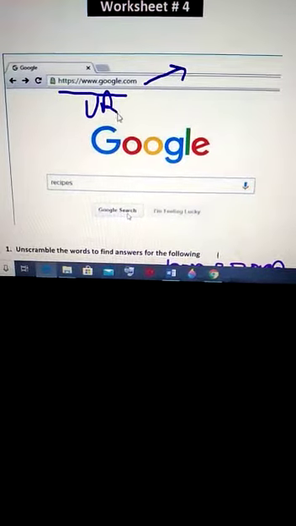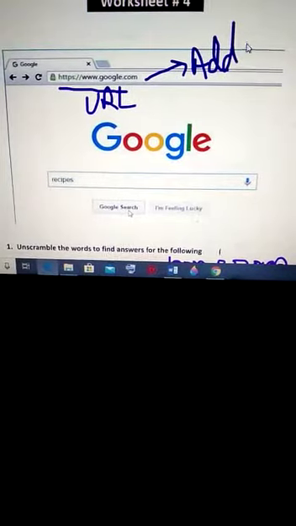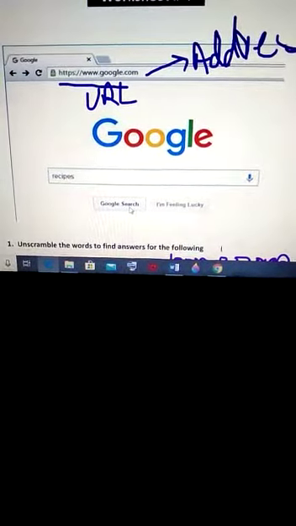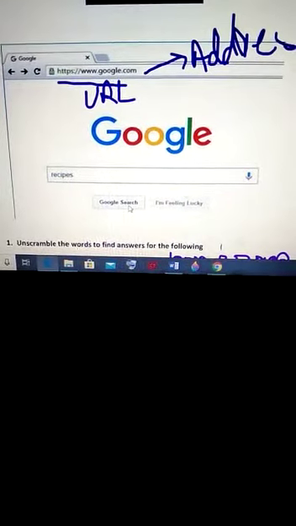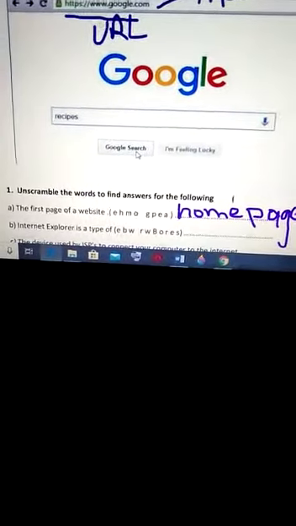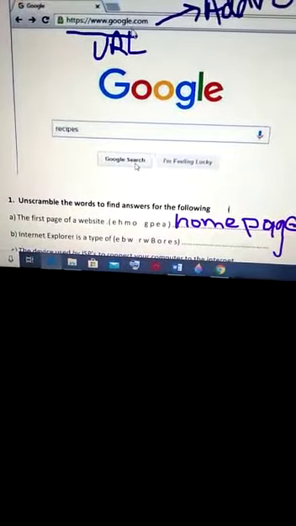URL, and this one is address bar. Okay, this is the address bar where we write the address. If you want to get google.com, then we write the URL. This is the uniform resource locator.